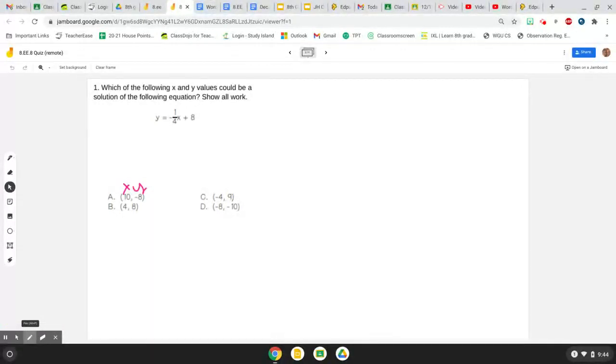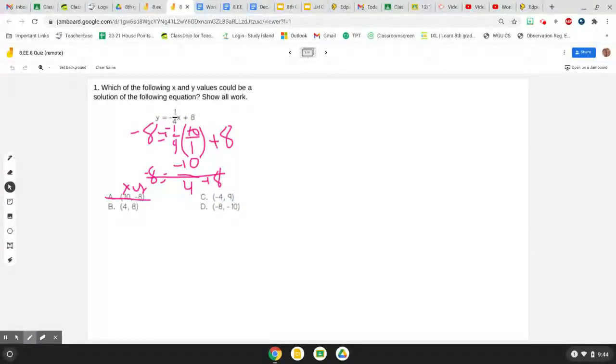So if y is negative 8, and I have negative 8 equals negative 1/4 times x, which is 10. So I'm going to put 10 over 1 because I'm dealing with the fraction, and then plus 8. So if I go to multiply this, I'm going to put this negative in my numerator. So that's like negative 10 over 4 plus 8. Is that going to give me negative 8? No, it's not. Okay, so I know that A can be eliminated. And I'm just going to do this with the rest of them.